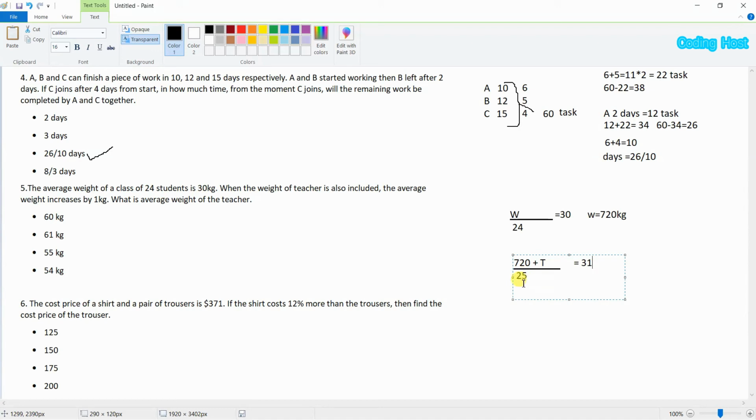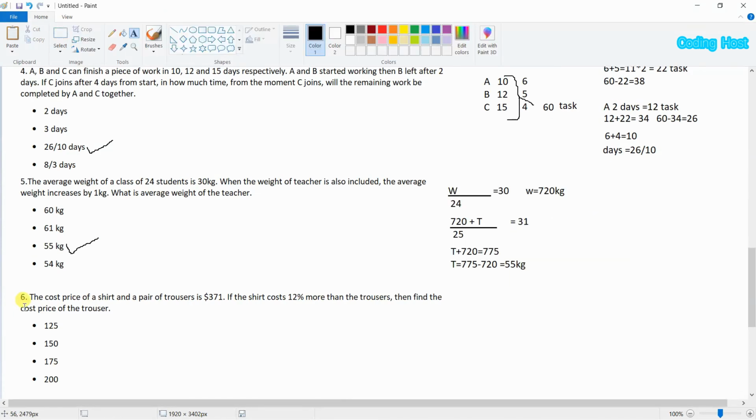So 25 is dividing here. When we take it to the right hand side, it will multiply with 31. We will get t plus 720 equal to 775. And now we take this 720 to the right hand side. So t equal to 775 minus 720, because when we take it to the right hand side, it will become negative. So 775 minus 720 equal to 55. So the weight of the teacher was 55 kg. So right answer is C.